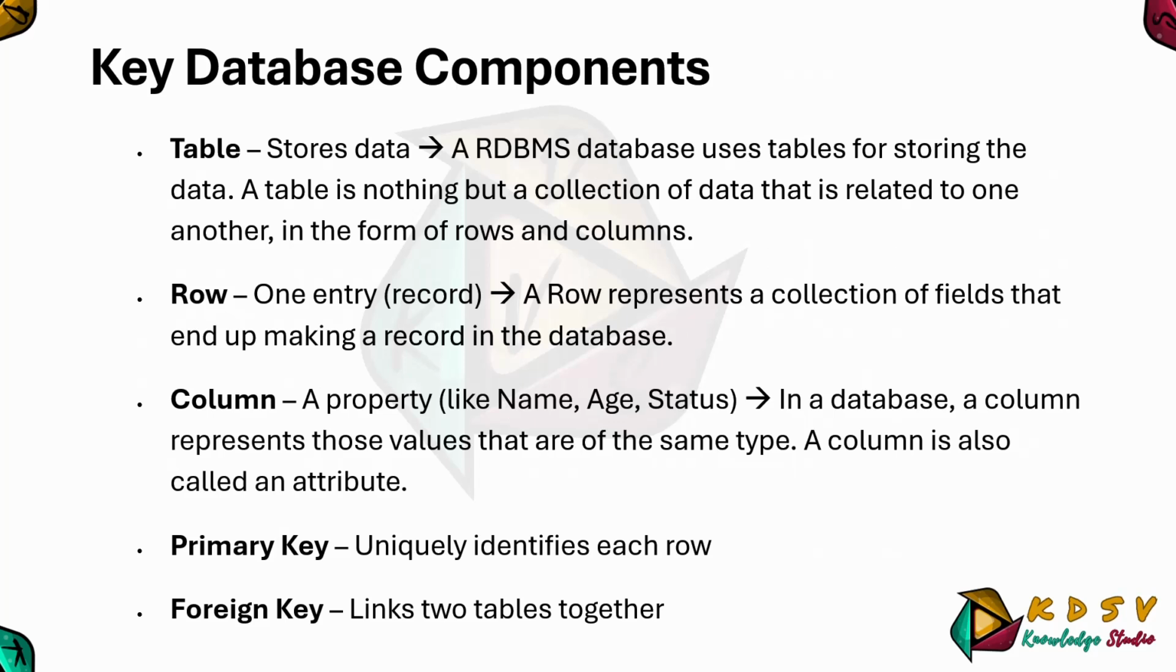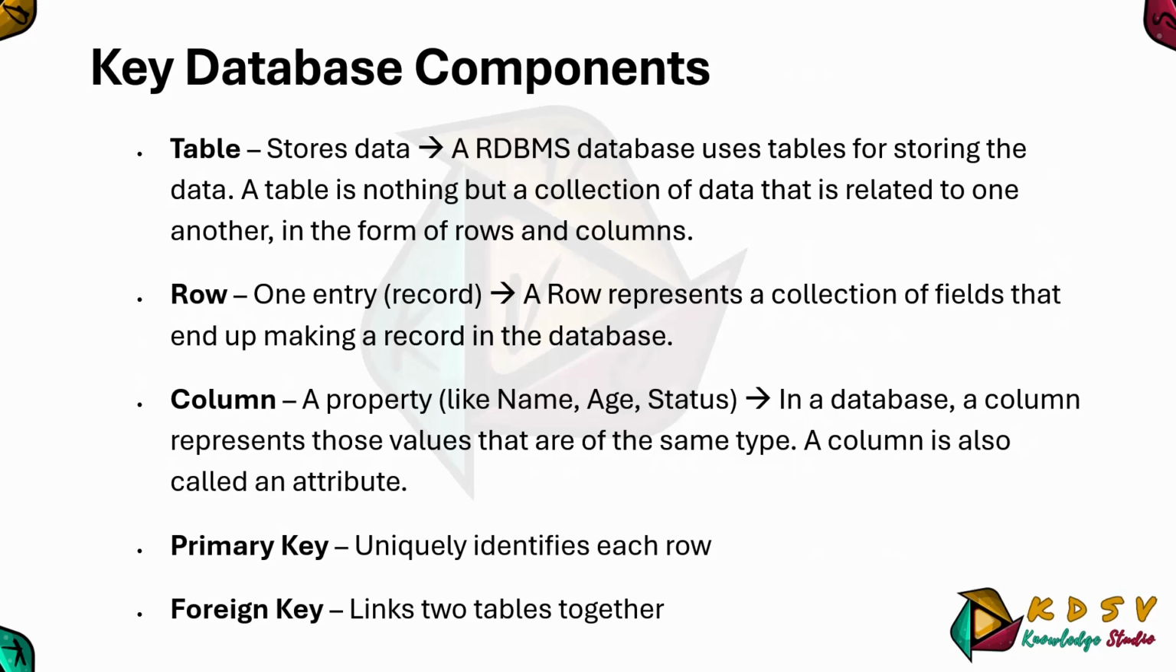Primary key uniquely identifies each row. A primary key is a column in a database table that uniquely identifies each record in the table. It ensures that no two rows can have the same value in the primary key column. It cannot contain null values either.